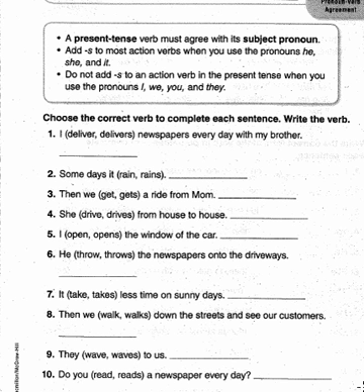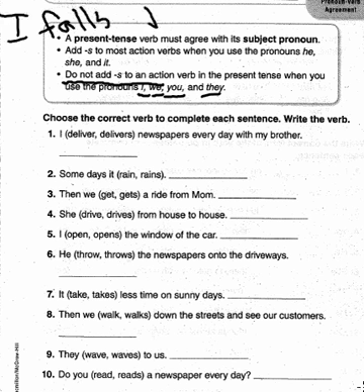Now, you're not going to add an S to present tense verbs when you use the pronouns I, we, you, or they. So let's think about that falls down hard. What if I say I? Would I say I falls down hard? No, because that doesn't make sense. I would say I fall down hard.